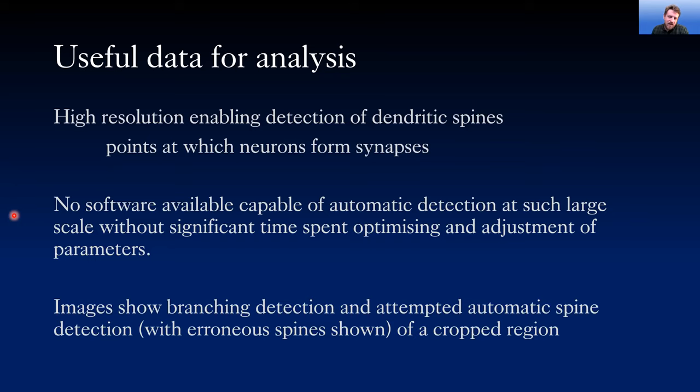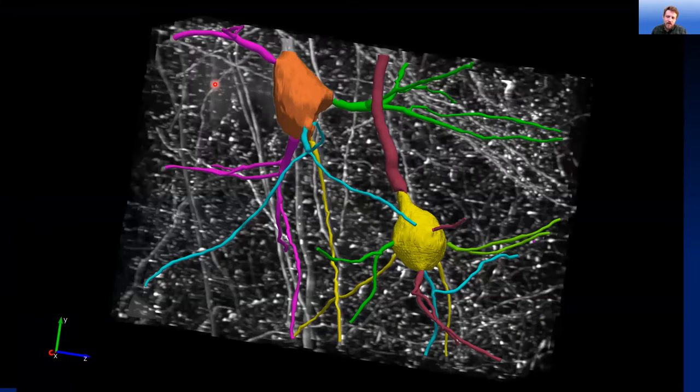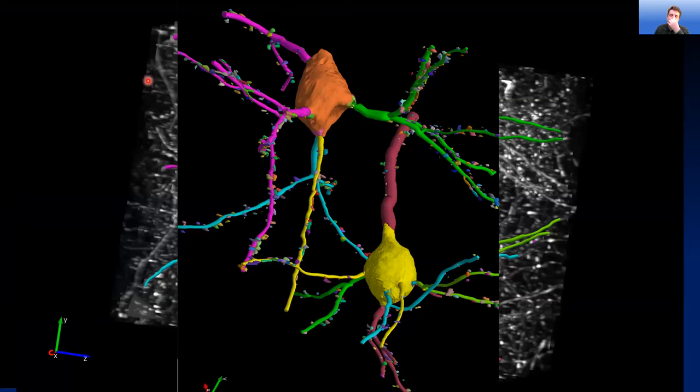Anyway, the images I'm about to show you are reconstructions of the somas and axons and dendrites coming from that cropped volume I showed you before. So that's showing it overlaid on the data itself. And then with the resolution that's possible, you can detect spines and see those sorts of features at a very large scale.